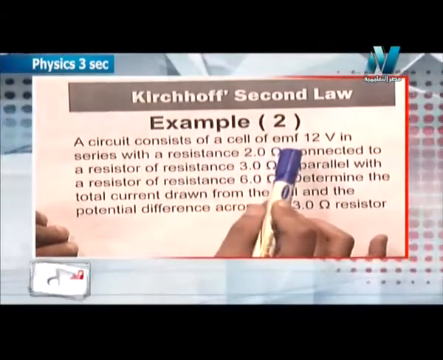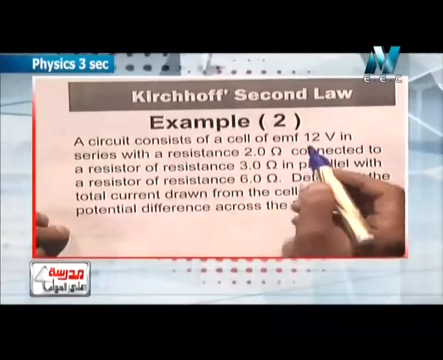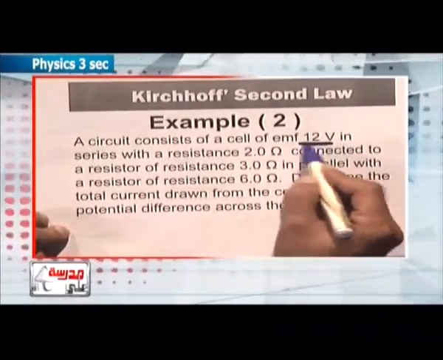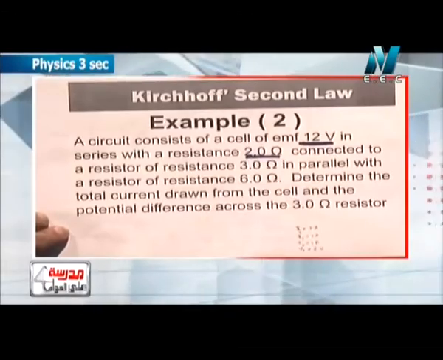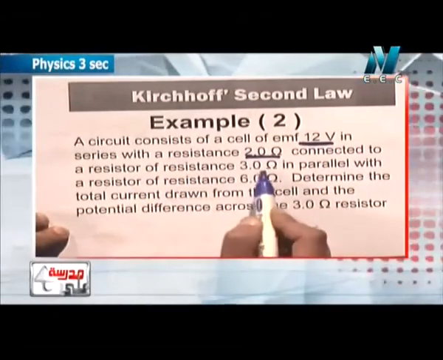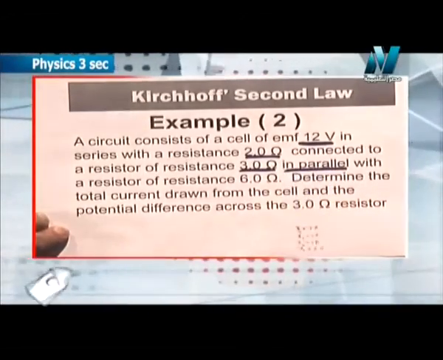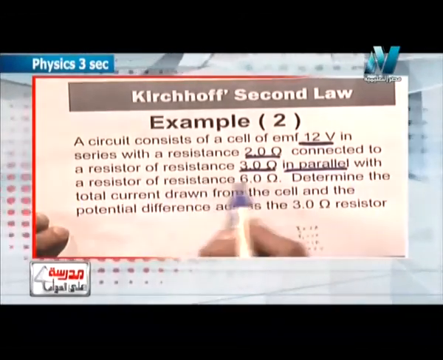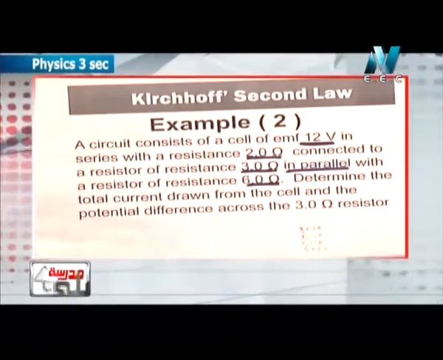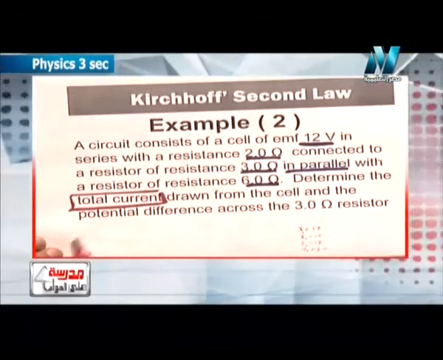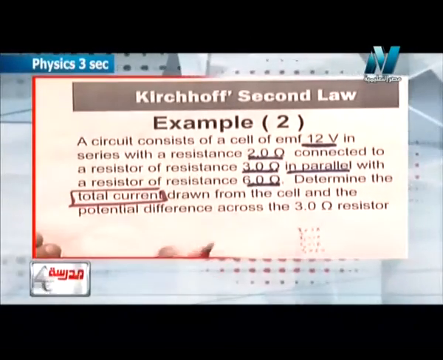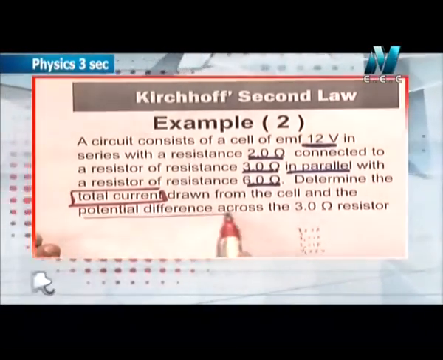Let's solve our problem. A circuit consists of a cell of electromotive force 12 volts, in series with a resistance of 2 ohms, connected to a resistor of resistance 3 ohms in parallel with a resistor of resistance 6 ohms. Determine the total current and the potential difference across the 3 ohm resistor.